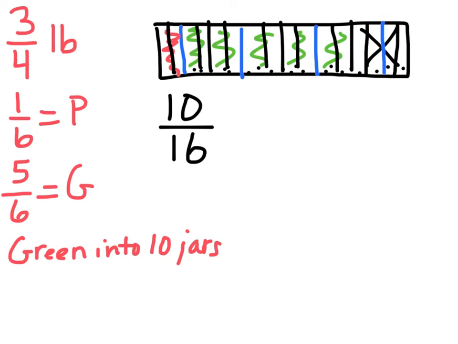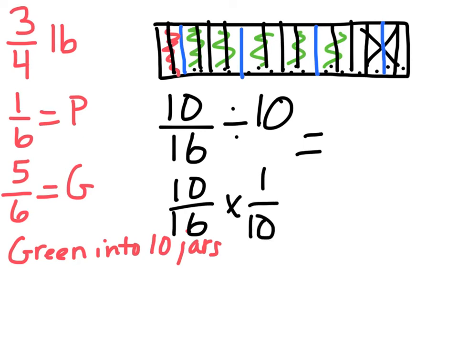If our model shows that we have 10/16 of our beads being green, and we're going to divide those into 10 equal jars, that means we need to take 10/16 times 1/10, giving us a final weight of 1/16 of a pound. So each bag of green beads is 1/16 of a pound.